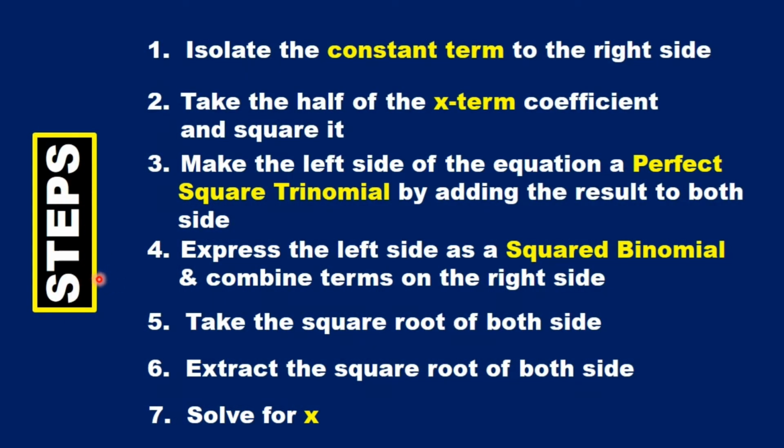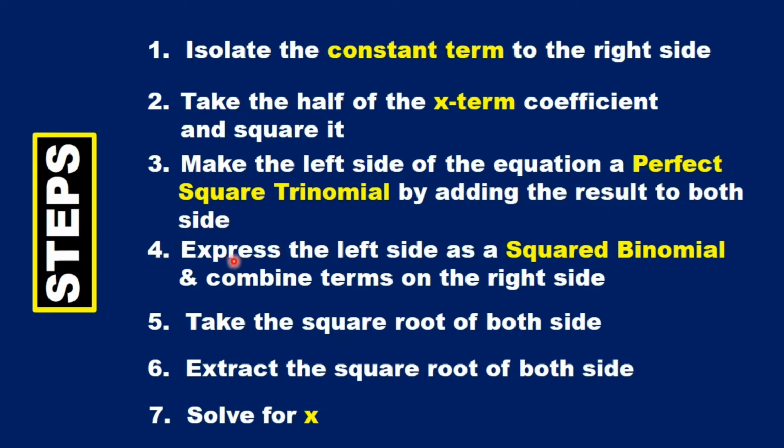Here are the steps. Number 1. Isolate the constant term to the right side. 2. Take half of the x term coefficient and square it. 3. Make the left side of the equation a perfect square trinomial by adding the result to both sides.